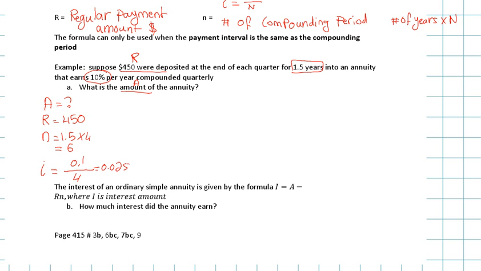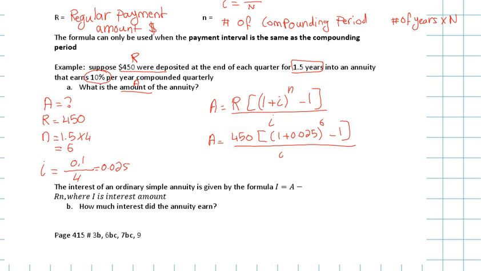A equals R times (1 plus I) to the power of n minus 1, over I. I want you to try to put this in the calculator just to make sure that you get the same answer as me.